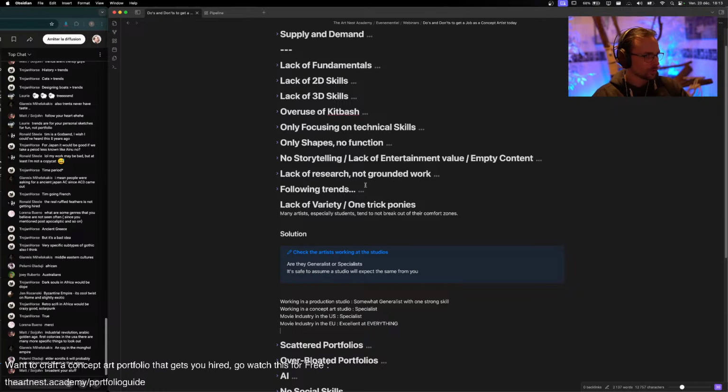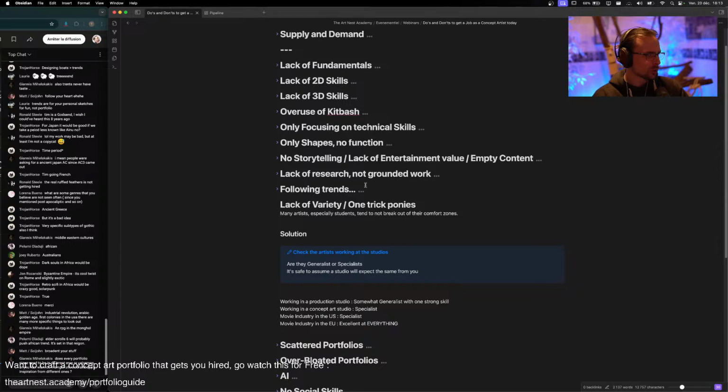That's pretty much it. As a rule of thumb, when you're working in a production studio, let's say Sony Santa Monica, Ubisoft, all of that, they generally want you to have one strong skill, but still be somewhat generalist. When you're working in a concept art studio, they generally want you to be specialist. When you want to work in the movie industry in the US, first of all, you need to be in the US. They generally want you to be somewhat specialist. You want to work in the movie industry in Europe, you need to be excellent at everything.